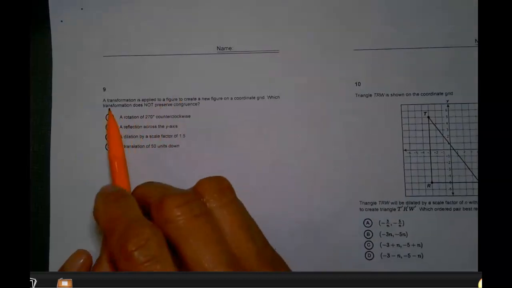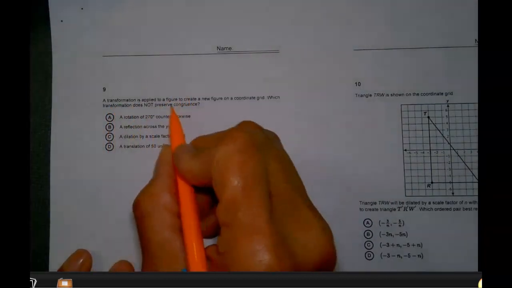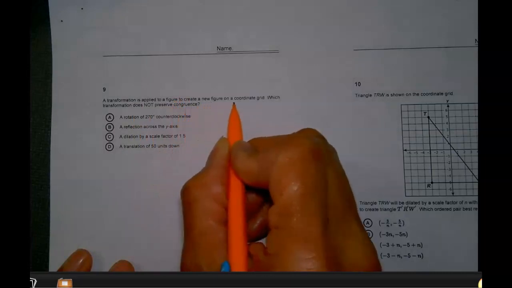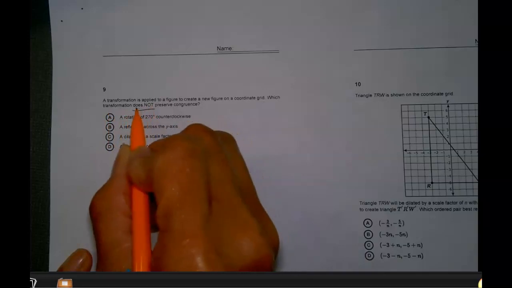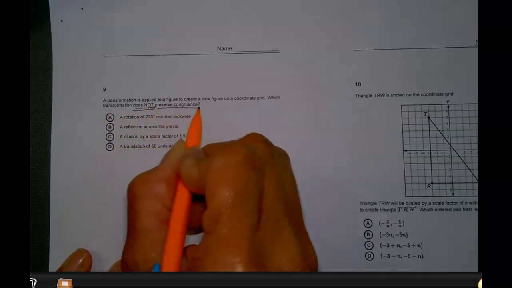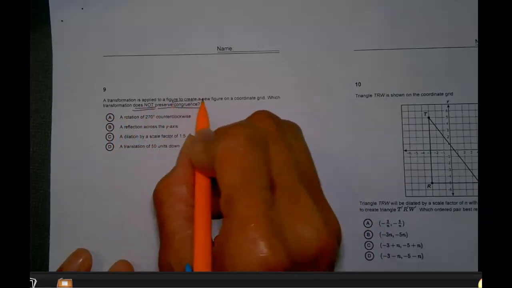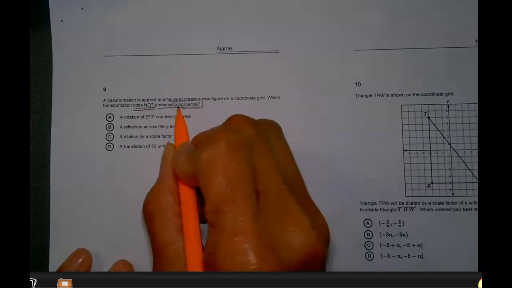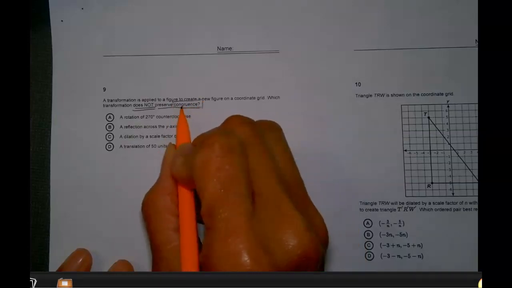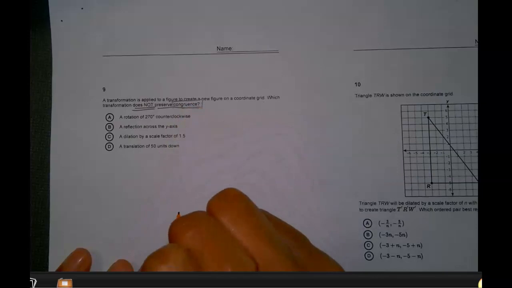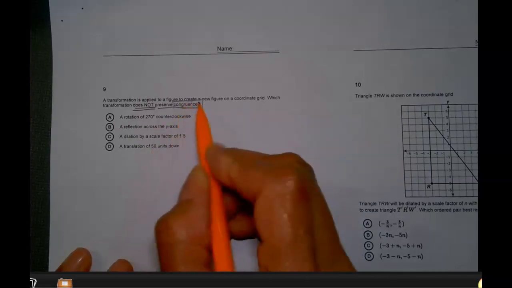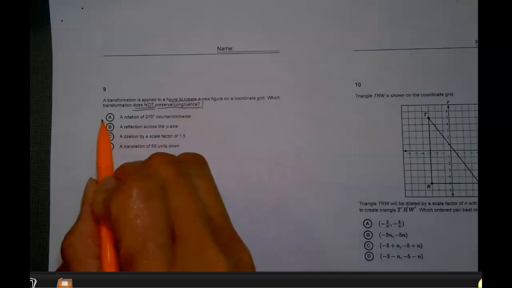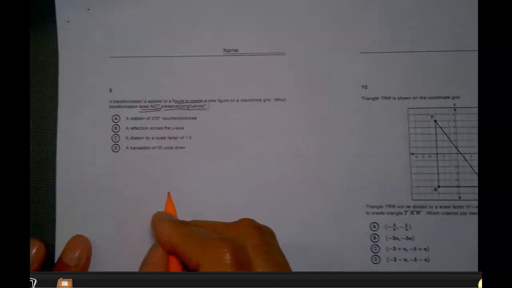All right, so let's look at 9. A transformation is applied to a figure to create a new figure on a coordinate grid. Which transformation does not preserve congruence is going to be important. When it's not congruent, that means that they may be similar figures. So then, what does not preserve congruence? And I'm going to write on the side the ones that do preserve.